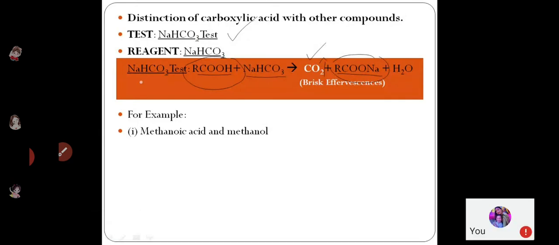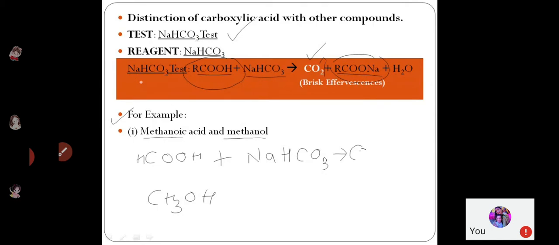Now for example, if you have methanoic acid and methanol, what is the formula of methanoic acid? HCOOH, and methanol is CH3OH. One is an acid, another is an alcohol. So either we can do the Lucas reagent test for the alcohol, or we can do the sodium bicarbonate test. The sodium bicarbonate test is very easy. We make a saturated solution of sodium bicarbonate and add the carboxylic acid. Then you get brisk effervescence of carbon dioxide.